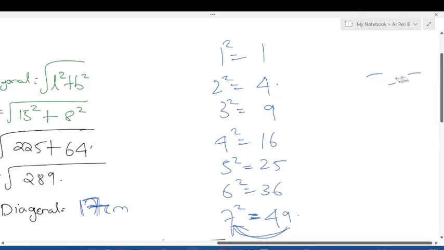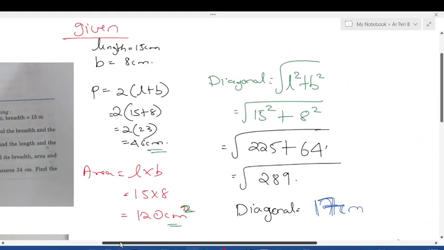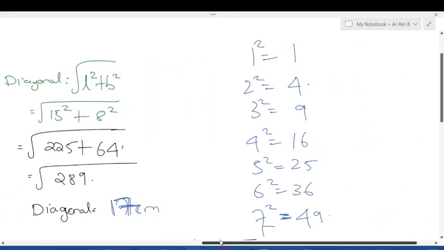Now we don't have time. Fine. I'll just give you all the direct value, students. What's the square root of 289? 17. Take a note of this.